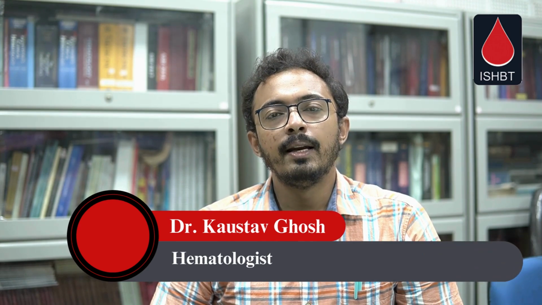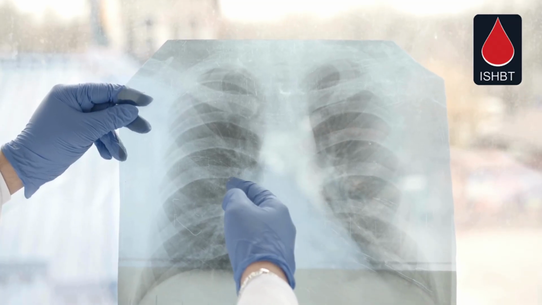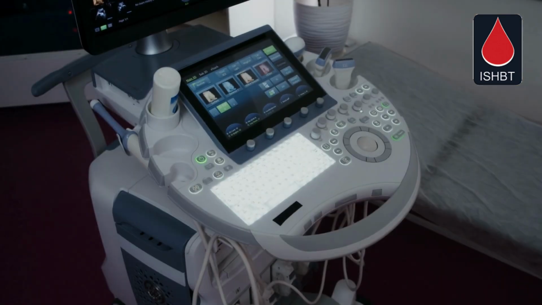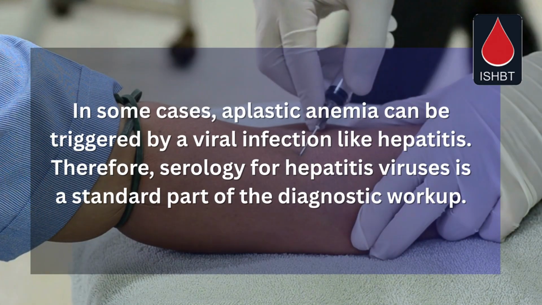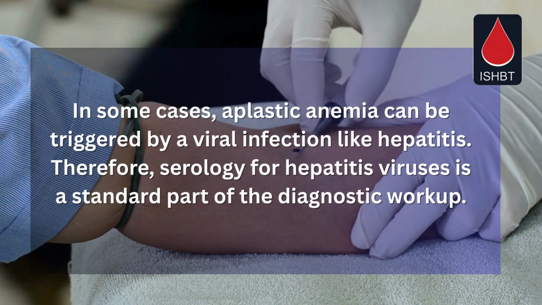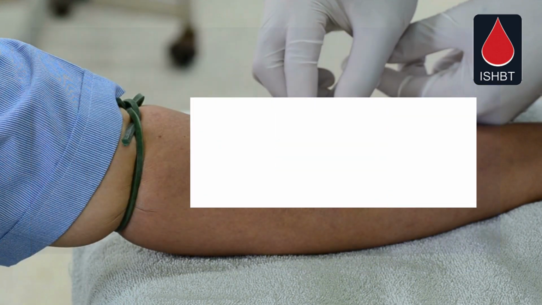So what other investigations do we have to do in a suspected case of aplastic anemia? The organ function tests: urea, creatinine, LFT. Along with that, an X-ray of the chest and an ultrasound abdomen should be done to rule out any infections or any organomegaly. Generally, in aplastic anemia, organomegaly is not present. Along with that, the viral markers, triple serology, along with hepatitis A and hepatitis E should be done, as in some cases there can be hepatitis associated aplastic anemia.